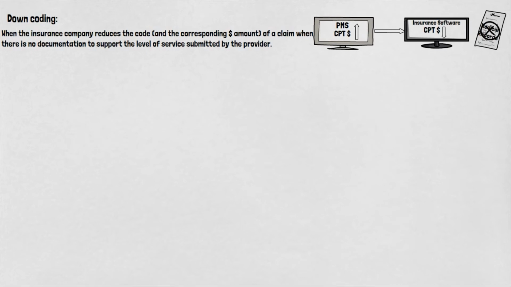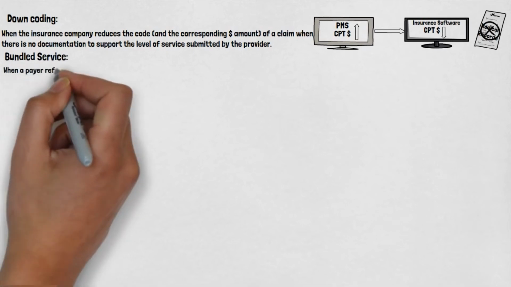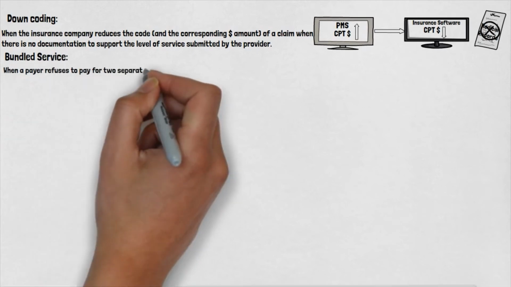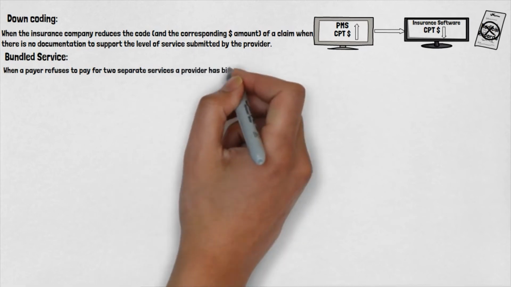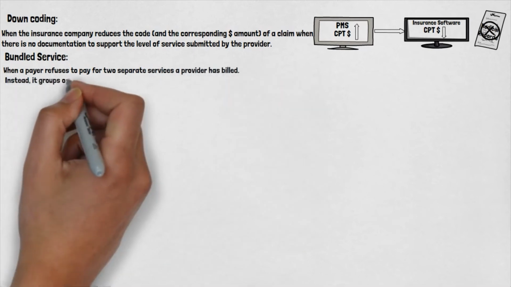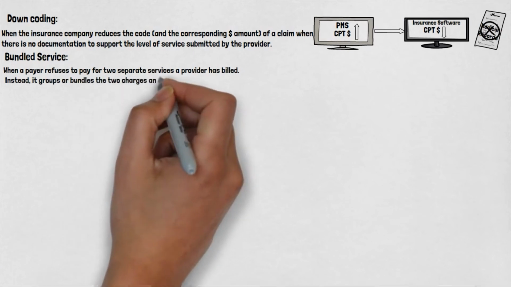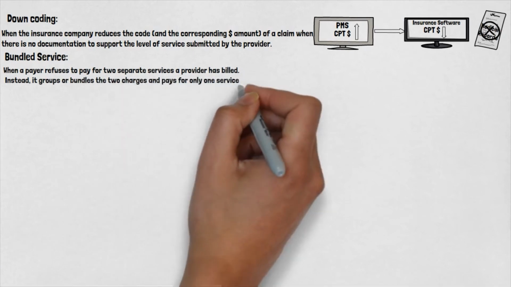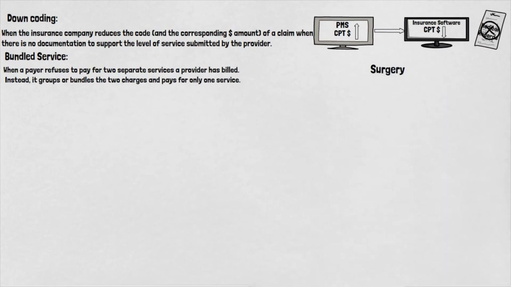The next one is bundled service. When a payer refuses to pay for two separate services a provider has billed, instead it groups or bundles the two charges and pays for only one service. Now, in case of a surgery, if the surgeon bills for incision, which means cutting the skin, and again for putting stitches on that incision, then the insurance company will bundle both the codes and they will not be paid separately.